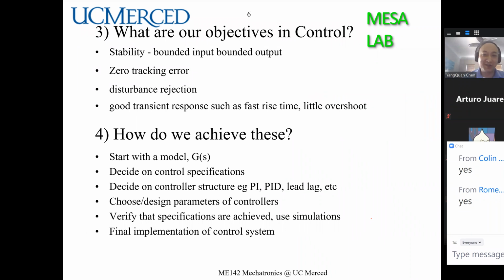So, objectives of control. First thing first, being stable. If your input is finite, your output should also be finite. BIBO stability. And also you need a zero steady state tracking error: your ESS is 0, actually e to the infinity is 0. And you need disturbance rejection and also a good transient, a fast rise time and small overshoot. All these could be conflicting.